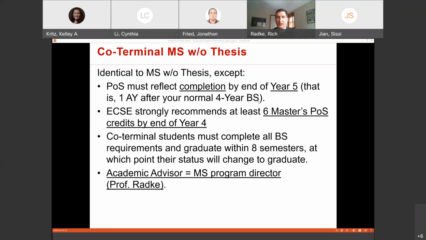So I think that when you applied for the co-term, you had this 5-year planner, and we should have already seen some of these courses showing up at the end of year 4 that are not needed for your bachelor's degree that you're going to pay forward to your master's degree plan of study. And so you have to complete everything for the bachelor's in 4 years.